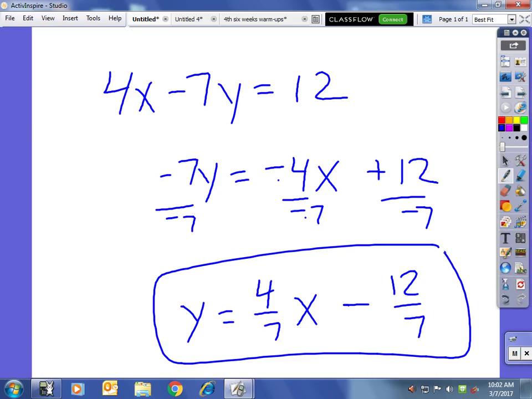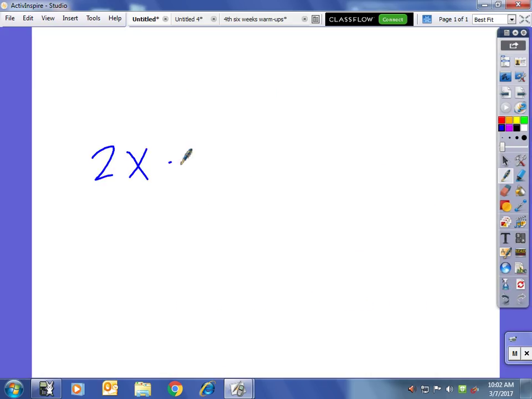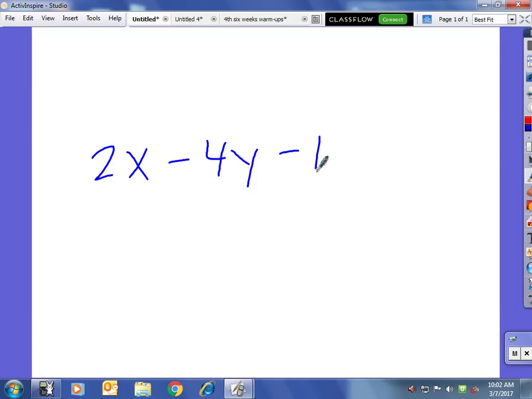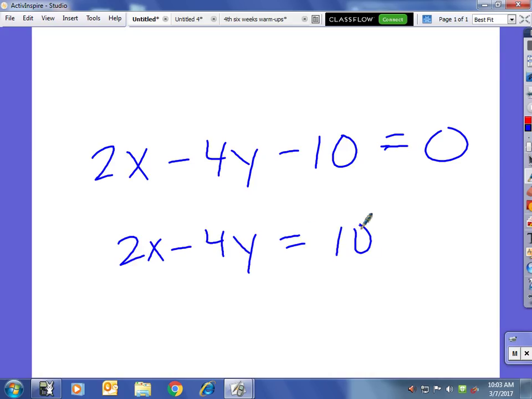Okay, now there is a problem that looks like this. 2x minus 4y minus 10 equals 0. That's not in any form. How would I put that in standard form? Just move the 10 over. So that in standard form would just be 2x minus 4y equals 10.